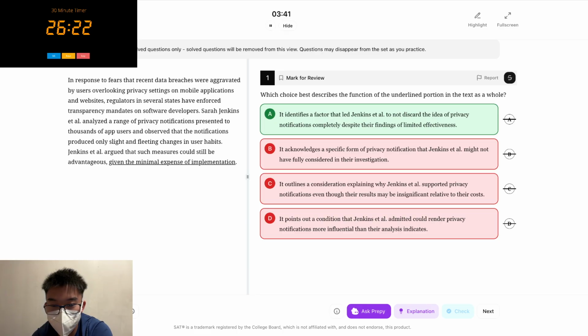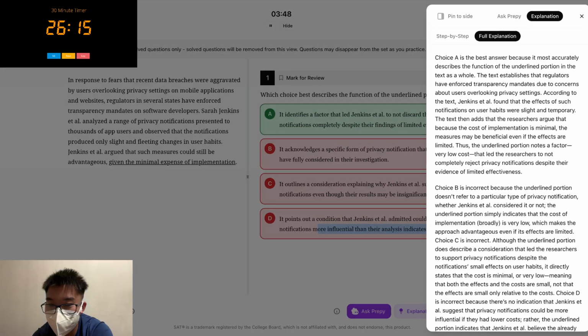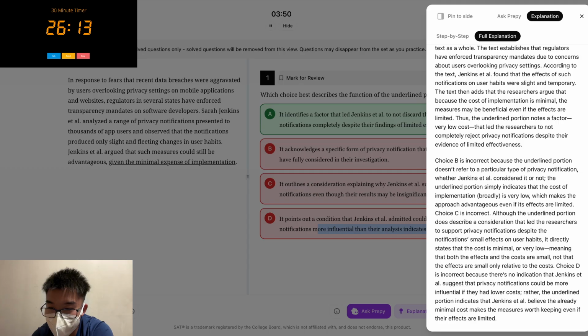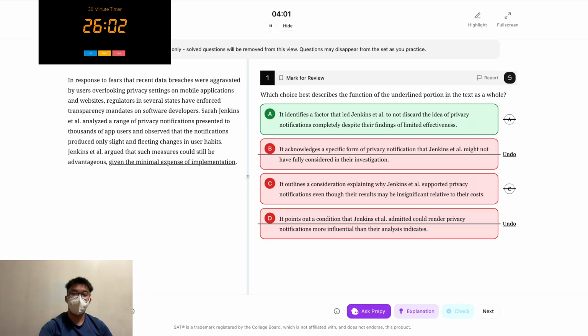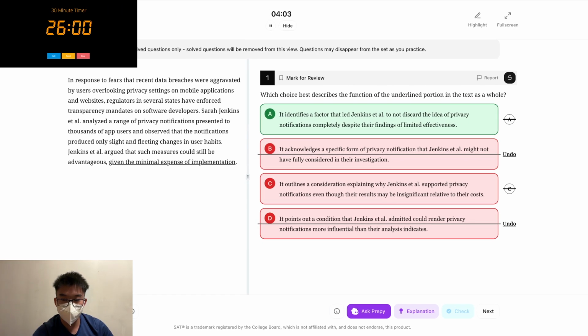But D points out the condition that admit that render privacy. I don't think it mentions anything about influential. I think that aspect for D, right? Yeah, influential. I don't think. Okay, I understand B and D, how these two probably cannot be correct, but for the part, okay, yeah.